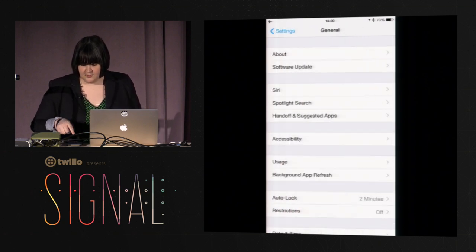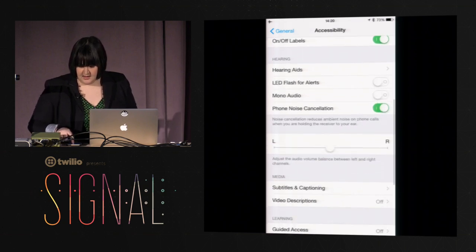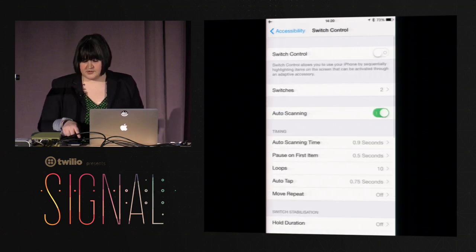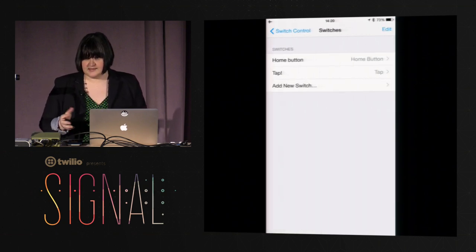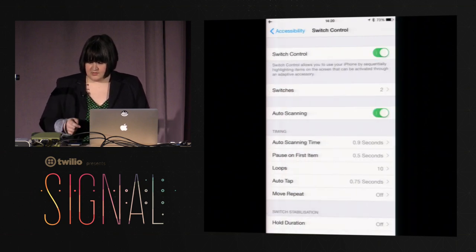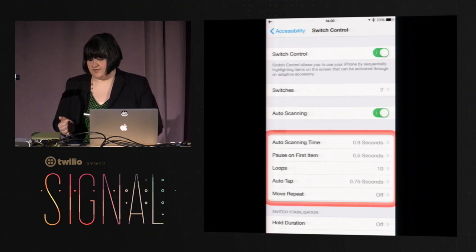I've connected the keyboard already. So if I go into accessibility and Switch Control down in interaction. Before you turn it on, it's important to add some switches. So I've added one switch, the spacebar, which performs a tap, and the command key, which activates the home button. So I'm going to turn that on. And as you can see, it has the red outline, and this just cycles through everything on the screen.